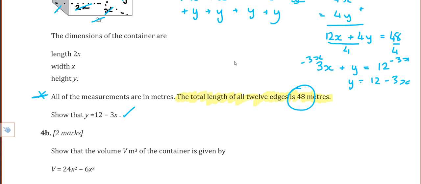Because you would say, well, is it a volume one? Is it a length one? Is it an area one? I don't know. So what we do is we take the information, the total length in that statement, and that's what we then do. We work from that statement. All right. Everyone clear on that? Good. All right.